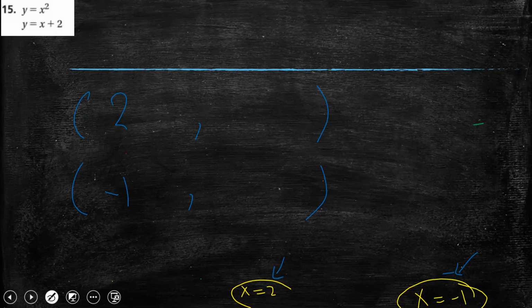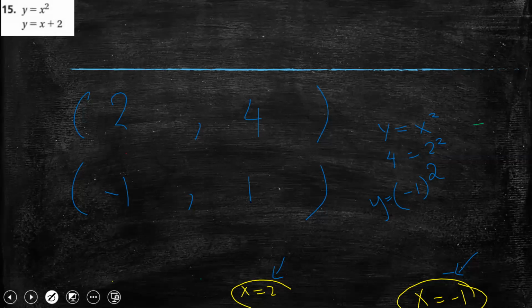So I will say now y equals x squared. If x is 2, that means 2 squared, which is 4. And if x is negative 1, negative 1 squared is 1. So these are the two points. When x is 2, y will be 4. And when x is negative 1, y will be 1.